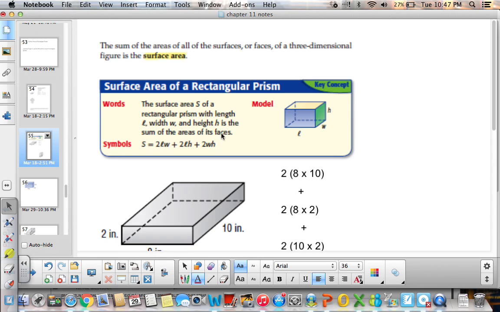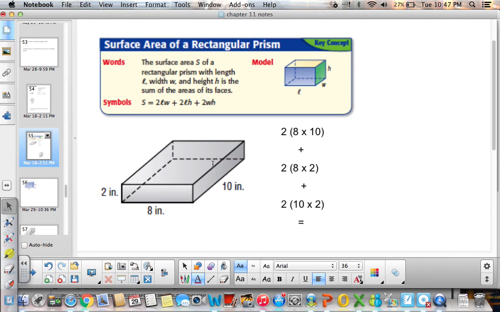So the formula that I would like you to write down in your notebook is right here. Capital S, which means surface area. You probably want to write that in parentheses, that the capital S means surface area, is 2 times the length times the width, plus 2 times the length times the height, plus 2 times the width times the height.